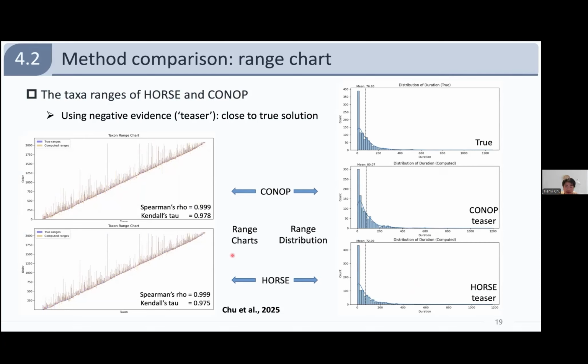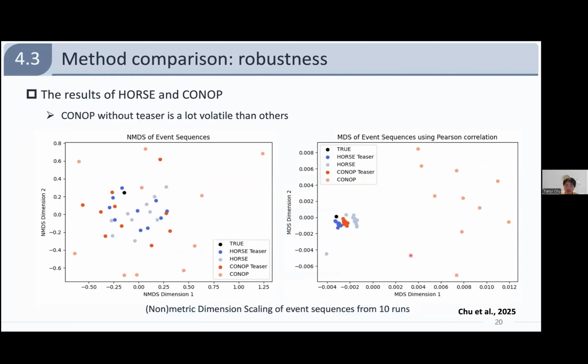Then we add the teaser, the secondary penalty, to account for negative evidence. We can see that both methods improve substantially. Their computed taxon ranges become much closer to the true values, both in shape and mean duration. Notably, CONOP shows a larger improvement, reducing its earlier overestimation significantly, while HORSE still performs well.